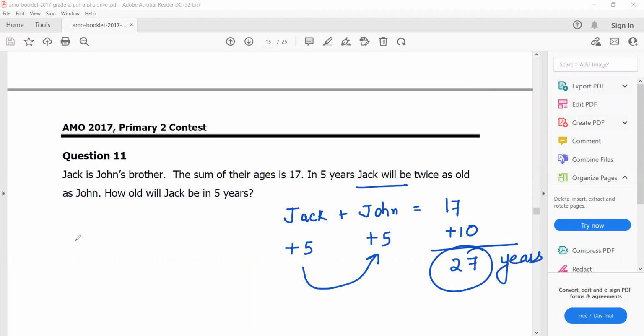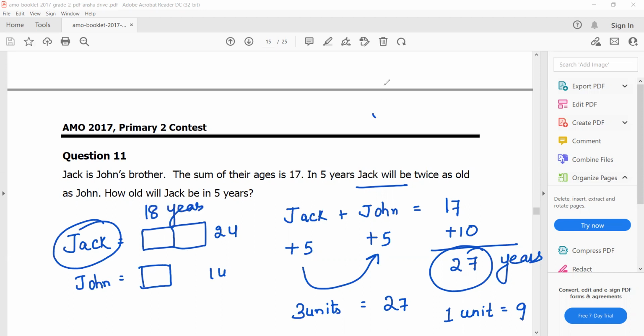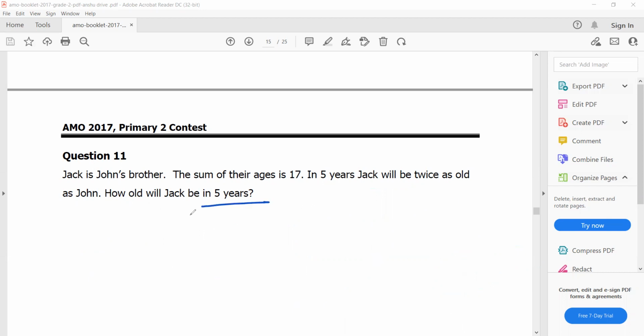Now what is happening? Jack will be twice as old. So Jack is twice as old, and John will be 1 unit. You can assume 1 unit. So Jack will be 2 units. So total units is how much? 3 units. So 3 units is 27, so 1 unit is 9. So how much are they asking for? Jack. So Jack will be 18 years. Right? That will be the answer because they are asking about after 5 years only.